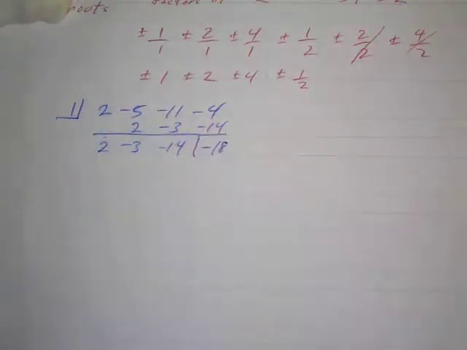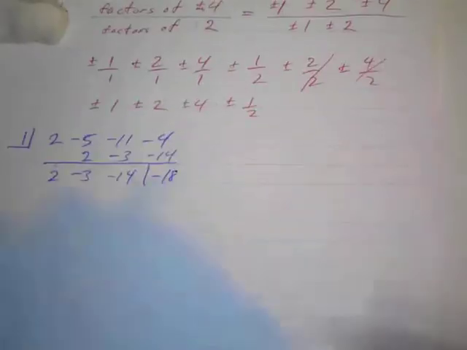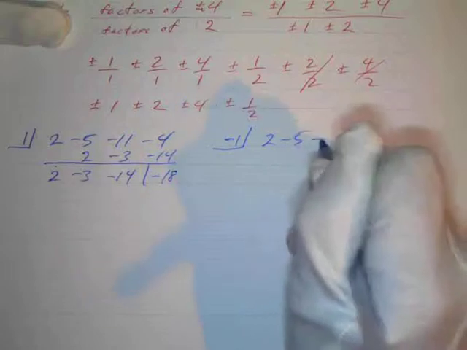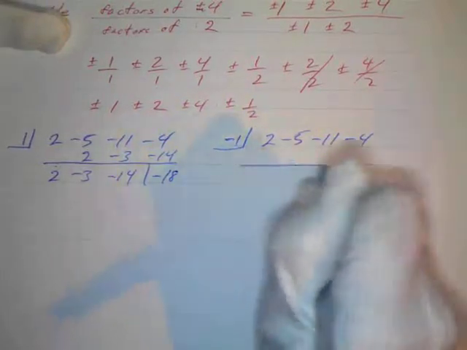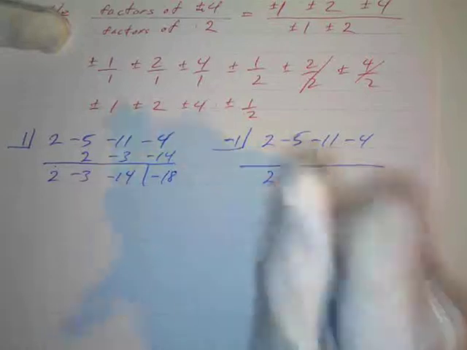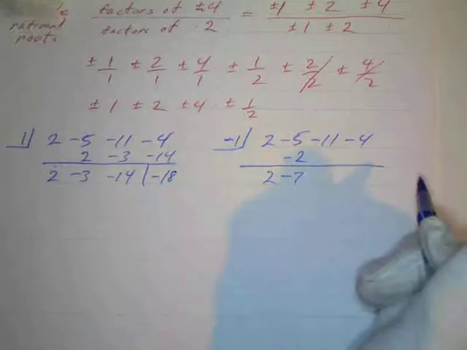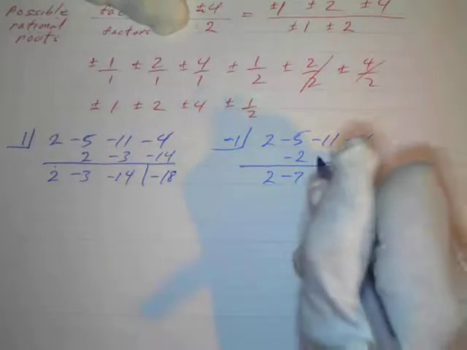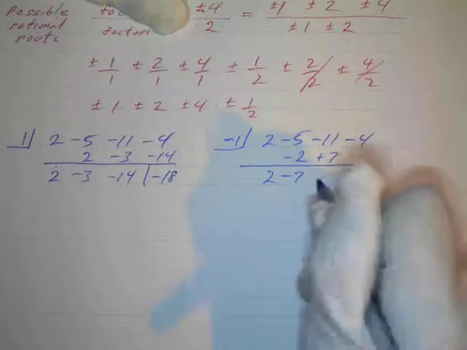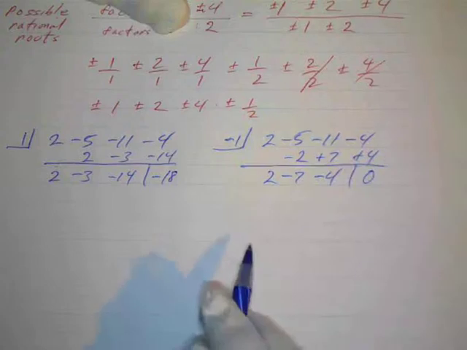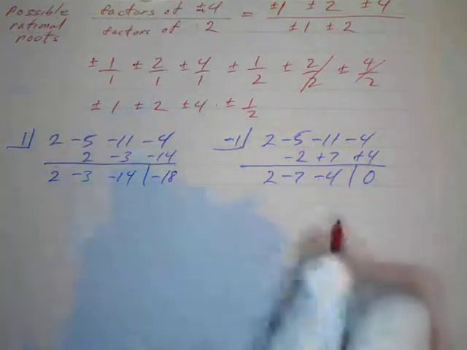So that's not going to work. That's not a 0. So let's try negative 1. That's our next possibility. We've got 2, negative 5, negative 11, and negative 4. Bring down the 2. Negative 1 times 2 is negative 2. We add the negative 5 and negative 2, we get negative 7. Negative times a negative is positive, so that's positive 7. Negative 11 plus 7 is negative 4. A negative times a negative is positive 4. And there we go, we got a 0. So one of my roots is going to be negative 1.